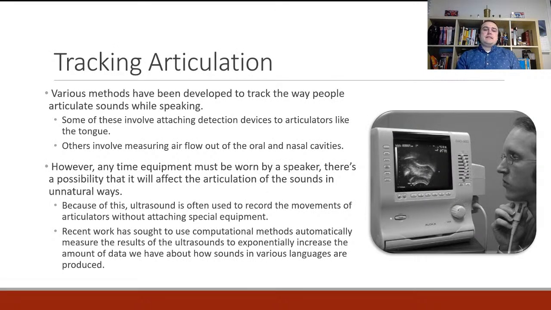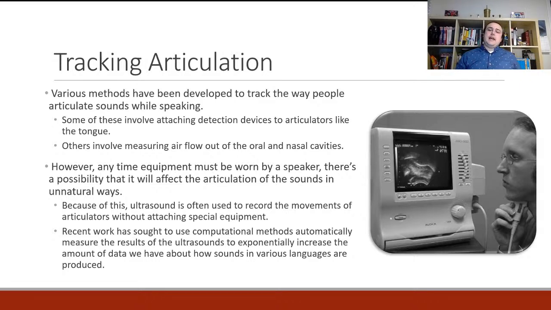So various methods have been developed to track the way people articulate sounds while speaking. Some of these involve attaching detection devices to articulators like the tongue. So you've got like a little thing attached to your tongue, and it creates an electrical current when it touches a little thing that's attached to the roof of your mouth. And then that can be used to measure how often your tongue is touching the roof of your mouth, or maybe how close it gets to doing that in some cases, depending on how the detectors work. I'm not an expert on exactly the mechanics of those detectors, but they exist, and those are often used.